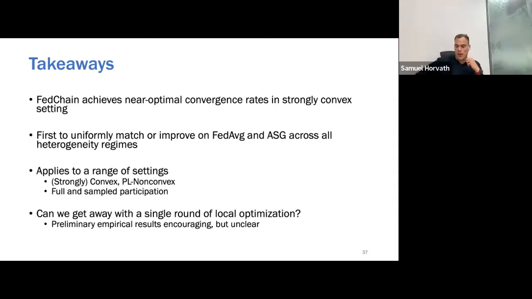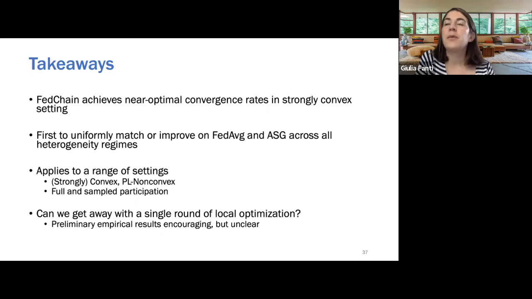Thank you. And then the second question is more practical. Your algorithm depends on R, so you have to know the number of communication rounds. Is there any workaround to still run your FedChain algorithm if you don't know how many rounds you're going to run? We have not tried that. As far as I know, there's not been any work on that question.